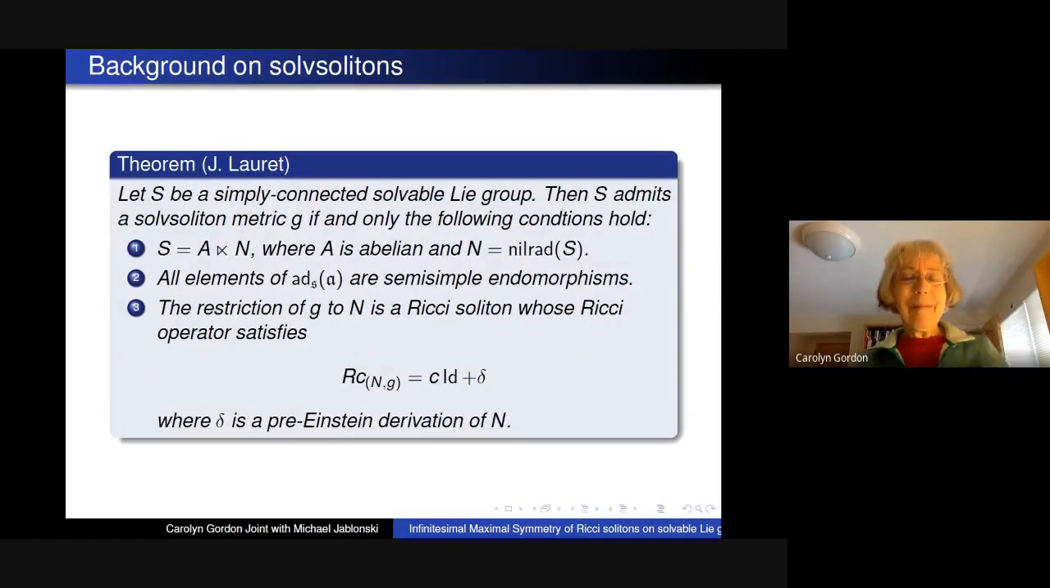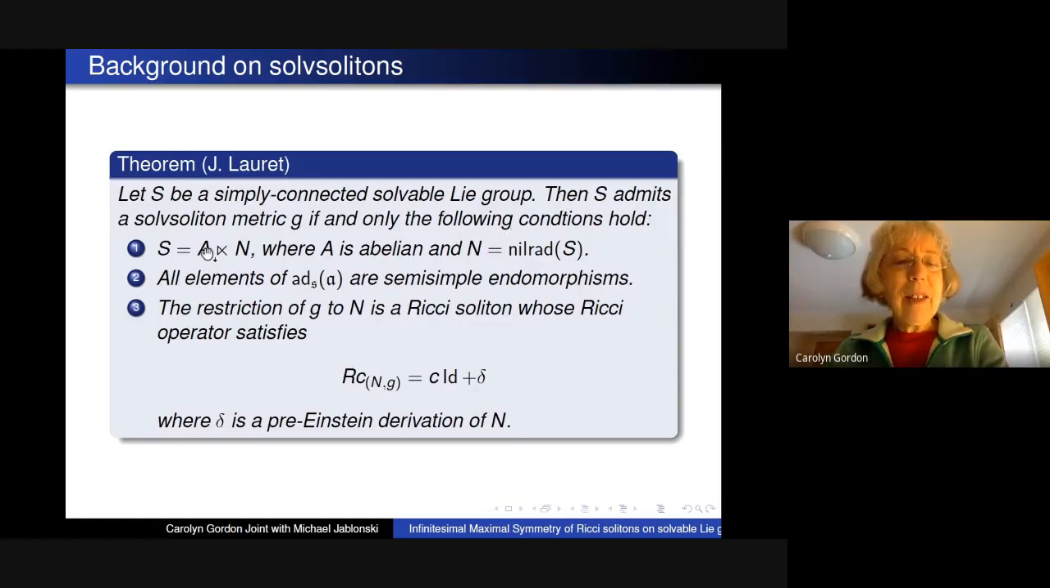Okay, so that's the background on Einstein. Now let's move more generally to solve-solitons, which of course are a special case of, Einstein metrics are a special case of solve-solitons on solvable Lie groups. Jorge's theorem says if you have a simply connected solvable Lie group S, then S admits a solve-soliton metric G if and only if the following conditions hold.